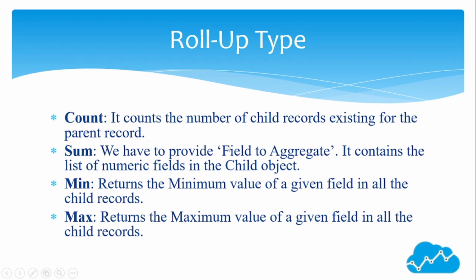Roll-up type: Count counts the number of child records existing for the parent record. Sum: we have to provide a field to aggregate. It contains the list of numeric fields in the child object. Min returns the minimum value of a given field in all the child records. Max returns the maximum value of a given field in all the child records.